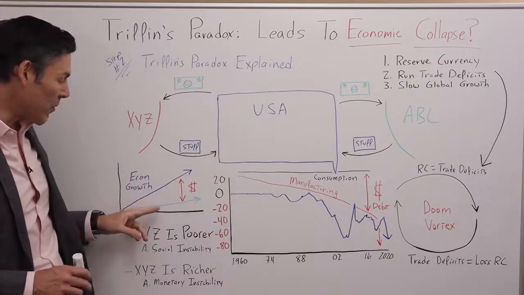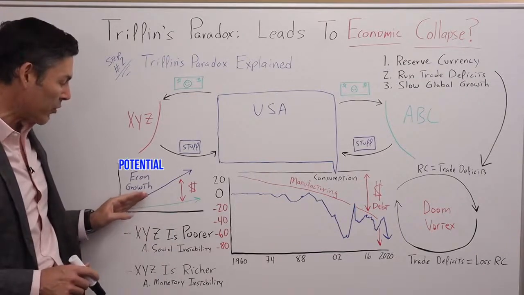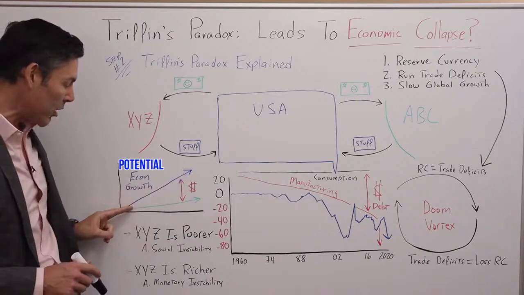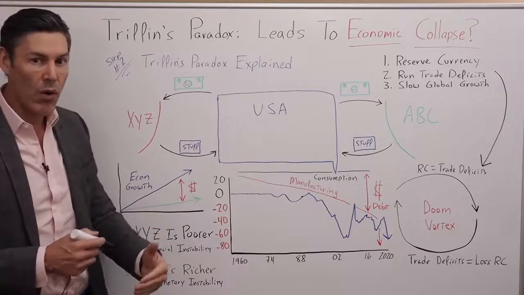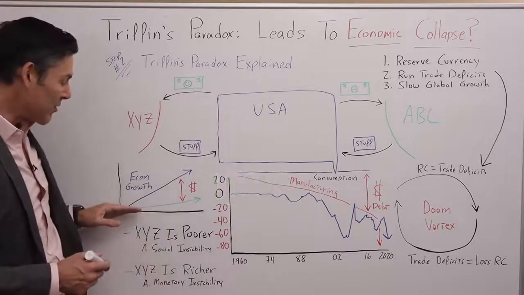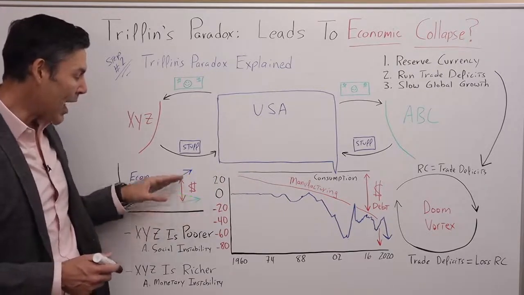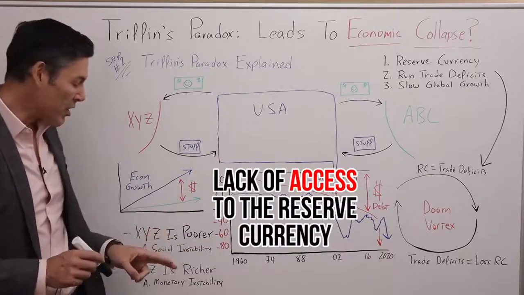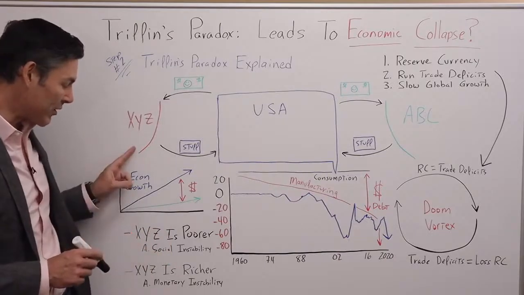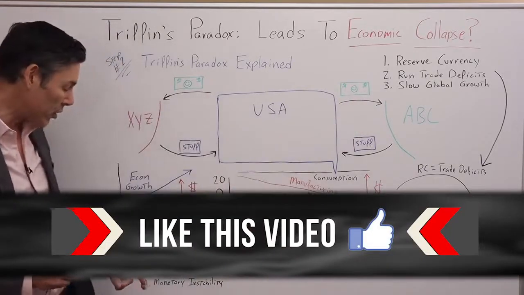And the way this works from a monetary standpoint is, let's say we have a country's potential economic growth going straight up. That's represented by the blue line. But if they're not getting enough of the currency units they need to create more and more loans, then there's going to be a delta. There's going to be a gap between their potential economic growth and their actual economic growth. And the gap is just created by a lack of access to the reserve currency. So this makes country XYZ in this case poorer, which leads to the social instability we were referring to earlier.